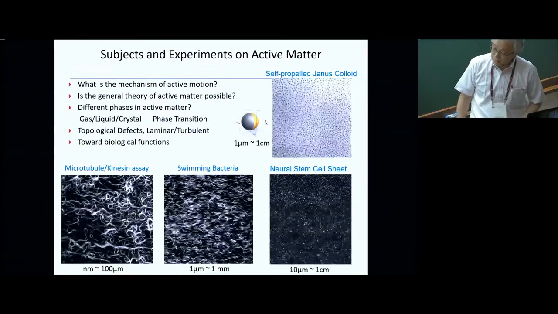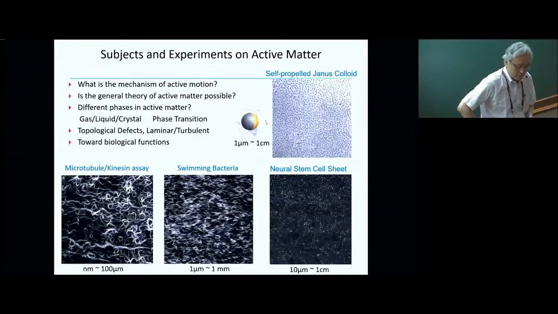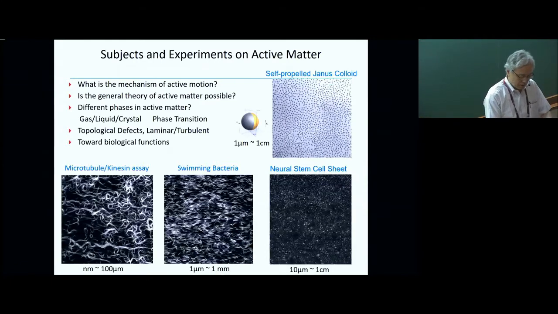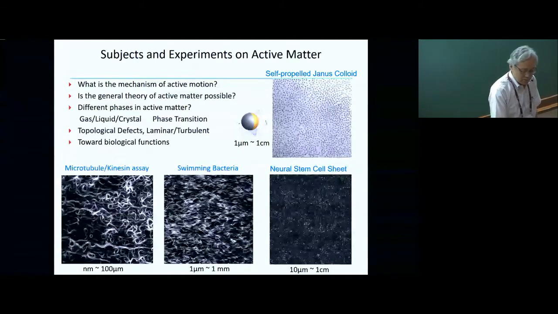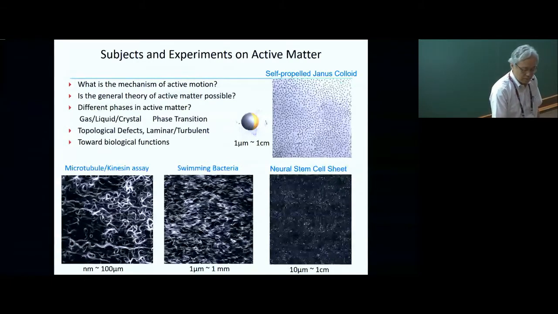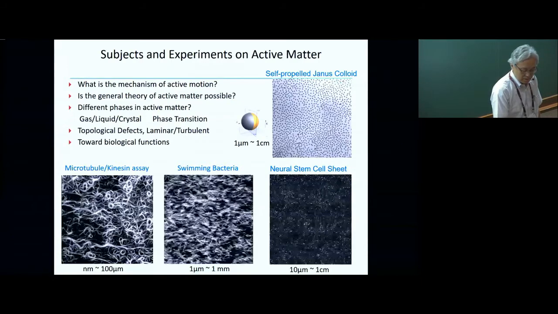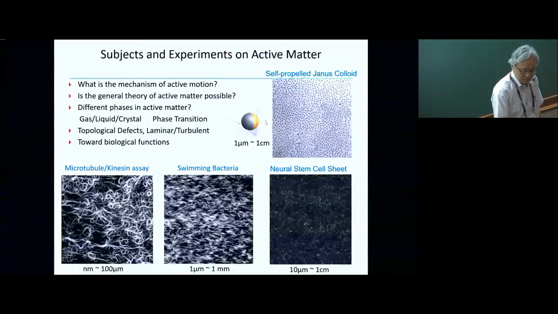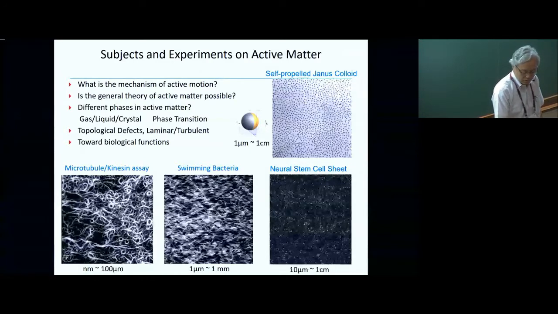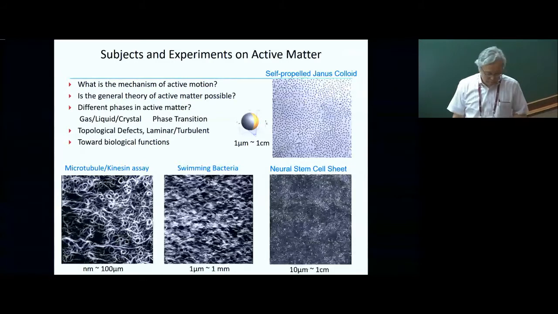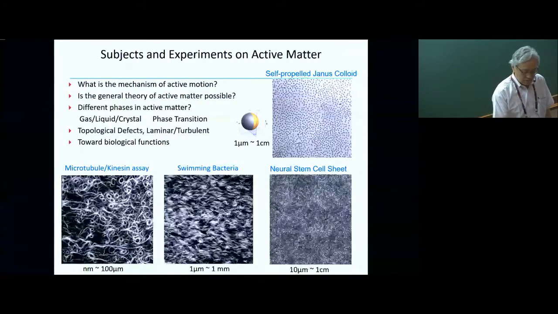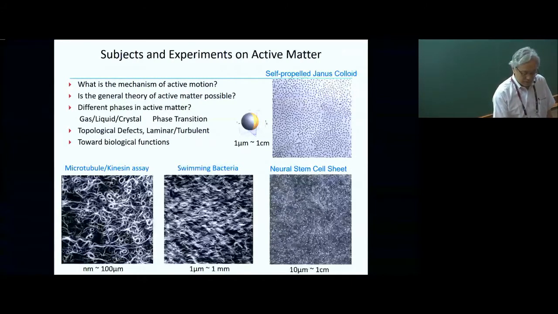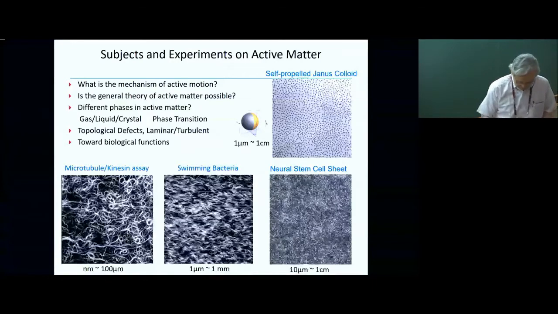So, okay, this is an example of what we are doing in our lab. We study self-propelled Janus particles, and we study the microtubule kinesin motility assay. Also, we study the swimming of filamentous bacteria and the culture of neural stem cells. Today I talk about these swimming bacteria and the neural stem cell cultures.